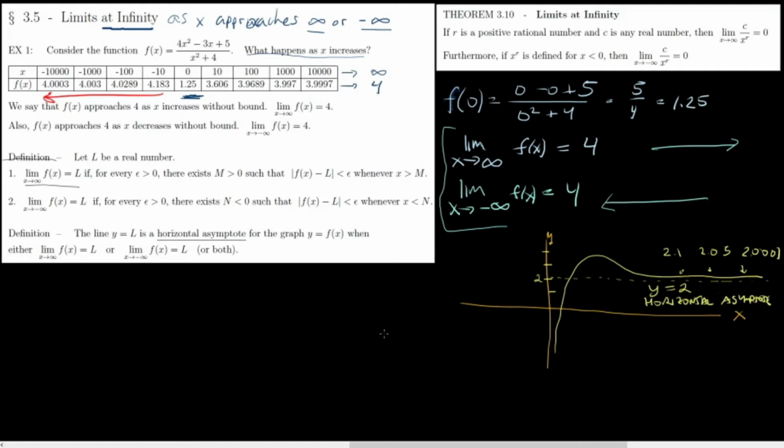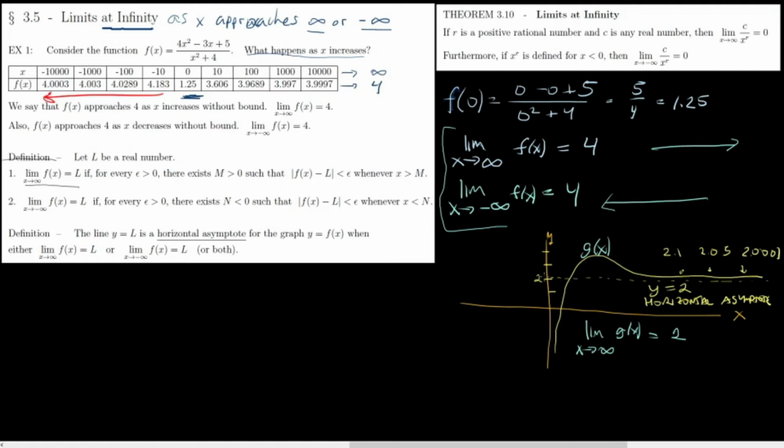So let me write out the limit again here. We have the limit as x approaches positive infinity of whatever this function is. I'll call it g of x. So this is the graph of some function g of x. That's going to equal 2, the number 2. So again, that maybe doesn't explain this definition, but here's the idea.